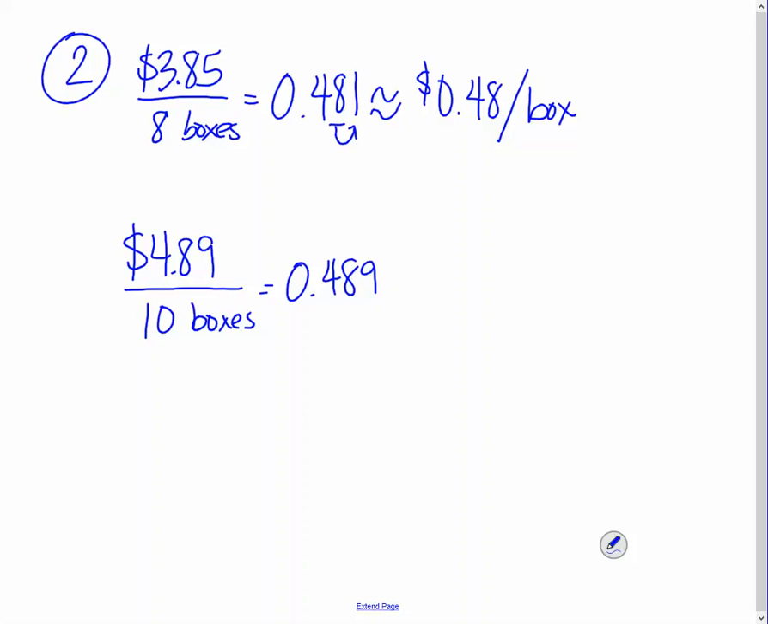Okay. All right. What do I want to do here? I'm going to look at the 9: 5 or above, I'm going to give it a shove. 4 or below, let it go. Am I keeping it at 48 cents, or am I rounding it up to 49 cents? What do you think, Nathan? You're rounding it up to 49 cents. Very good. So $0.49 for every or per what? Box. Nice job. So which one is cheaper, the 10-pack or the 8-pack per box? The 8-pack. The 8-pack is cheaper per box.